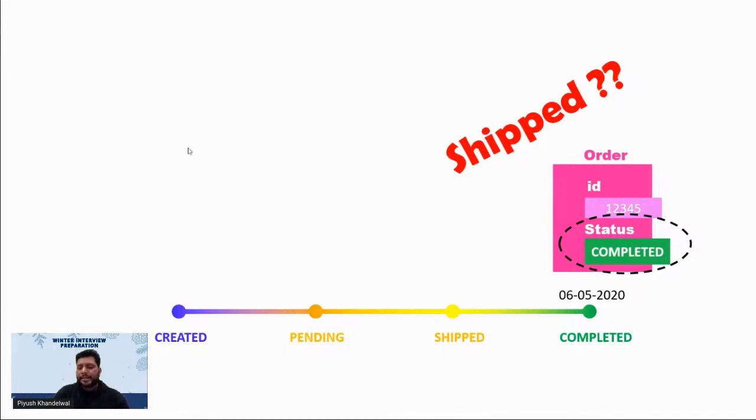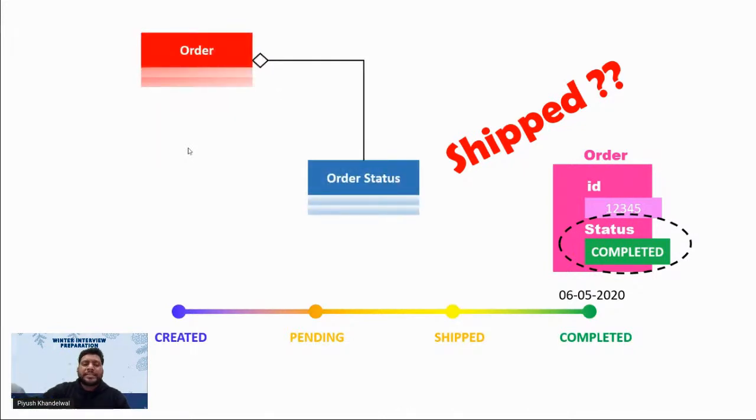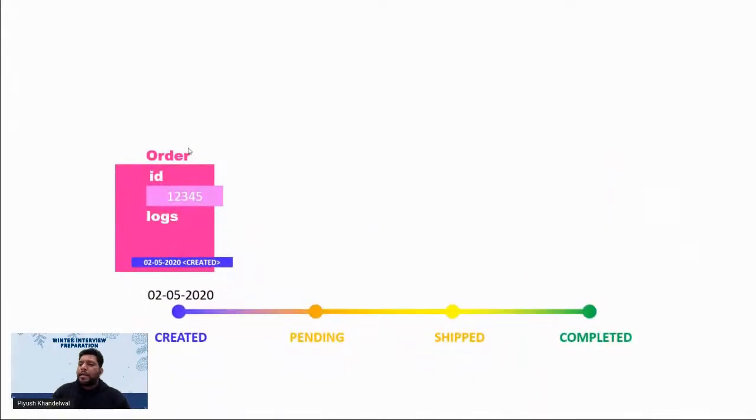Okay, yes, exactly. So this is how we are maintaining it in our class diagram. Every order consists of order status. Okay, but this is creating a problem for me. So what we do is we will adopt a different method for tracking the order.